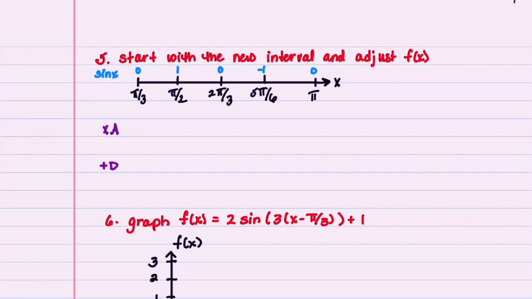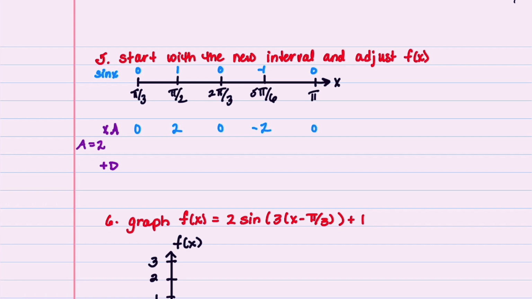We'll now take our value for sine that's written in blue and multiply it by a. So let's make a note that a is equal to 2. So our blue values are going to get multiplied by 2. So this is 0, 1 times 2 is 2, and then 0. Minus 1 times 2 is a negative 2, and then a 0.